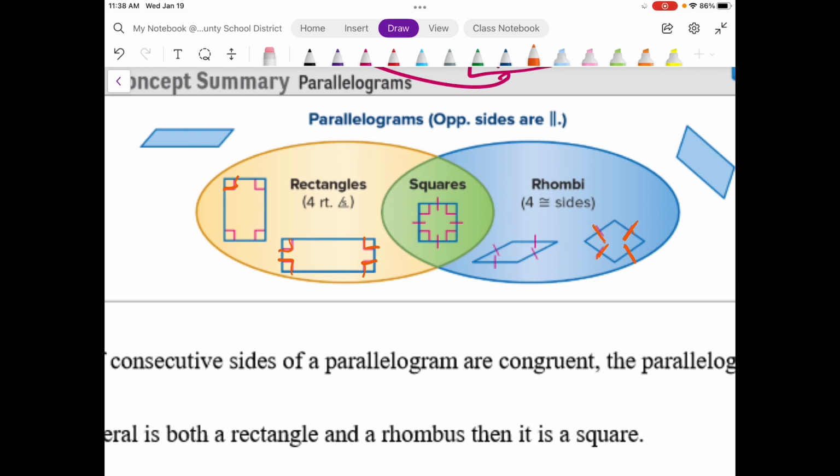And if I put a rhombus and a rectangle together, they make a square. So a square has the properties of both a rectangle and a rhombus. It has 4 equal sides, and it has those 90-degree angles. Okay, so these are all the properties kind of put together. A square is a special type of rectangle and rhombus together. And that is the end of our notes.